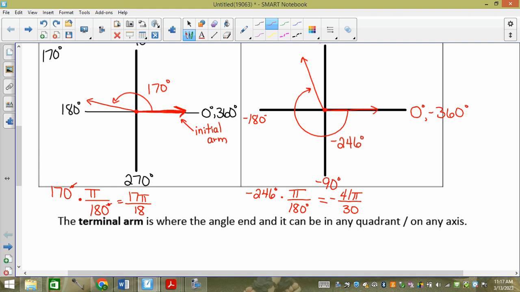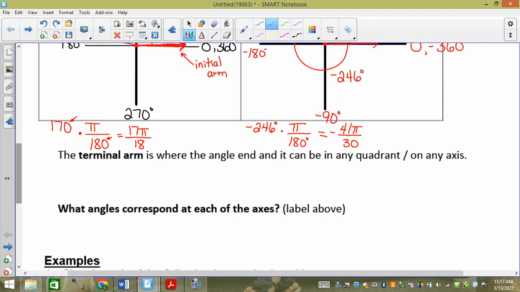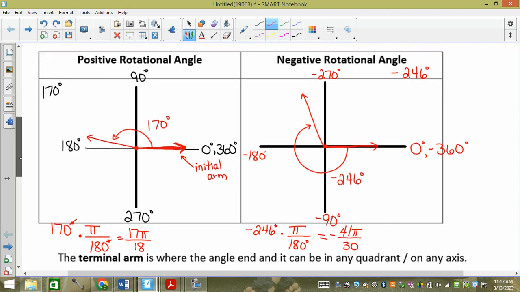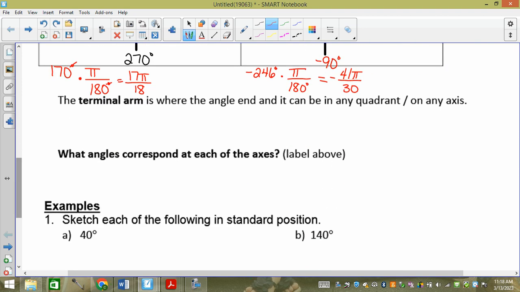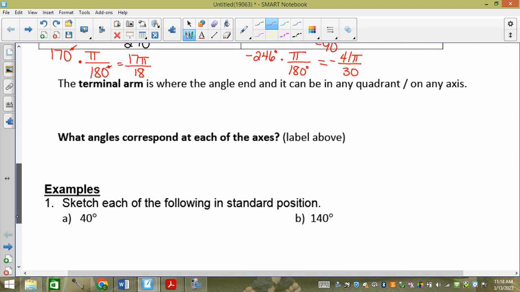So not crazy. The terminal arm is where the angle ends. Pretend there's an S there. If not, put your own S. And it can be in any quadrant or on any axis. What angles correspond at each axis? We've labeled them above already because we are rock stars. Good job. Okay, I want you to do this. Go.